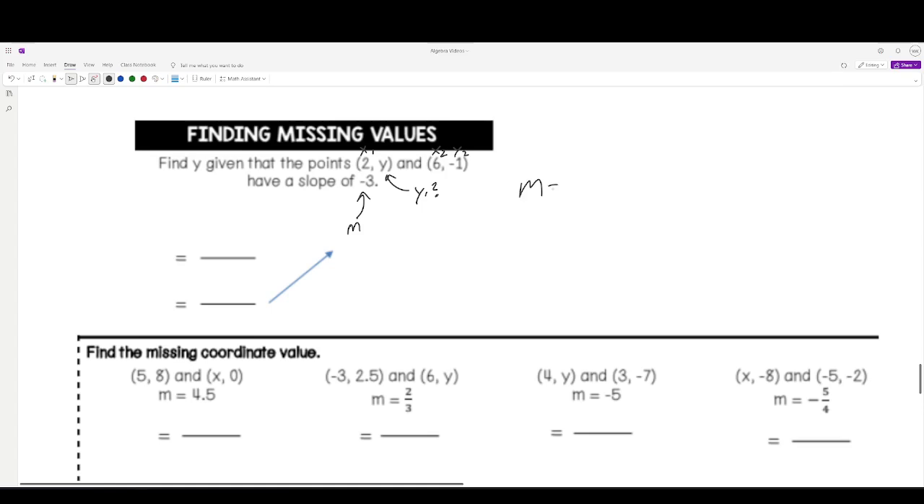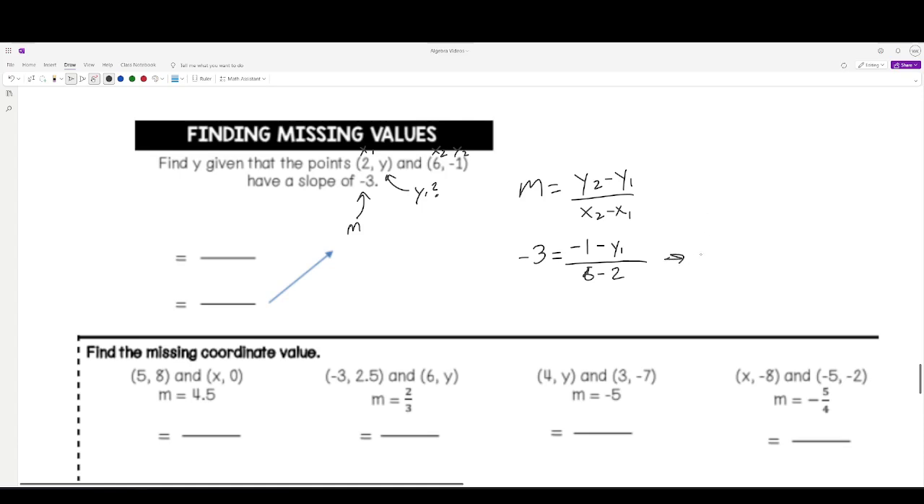So the way we'll do that, our slope formula says y2 minus y1 over x2 minus x1. Let's rewrite. So we know all but one of these things, and that means we can solve it. So m is -3. y2 is -1. Minus y1, I don't know, so I'm going to leave that as my variable. And then on bottom, x2 is 6, minus x1 is 2. So now we're going to use our equation solving skills to figure out what y1 is. Remember, we need to simplify like terms first.